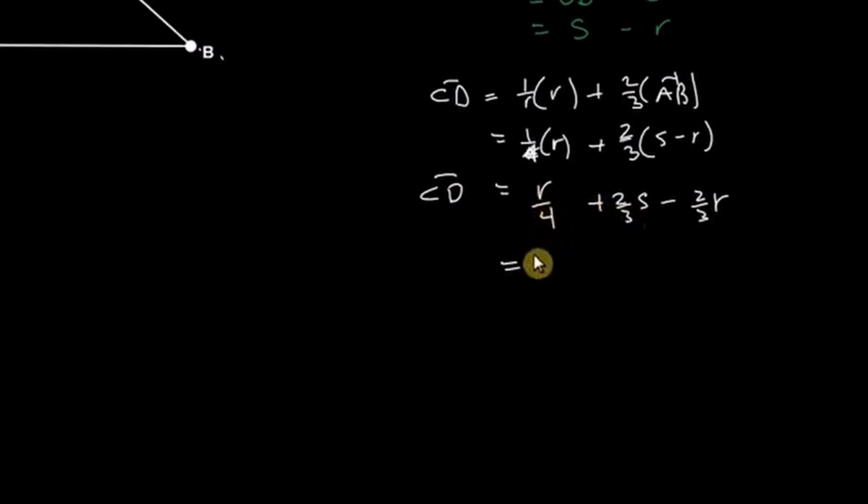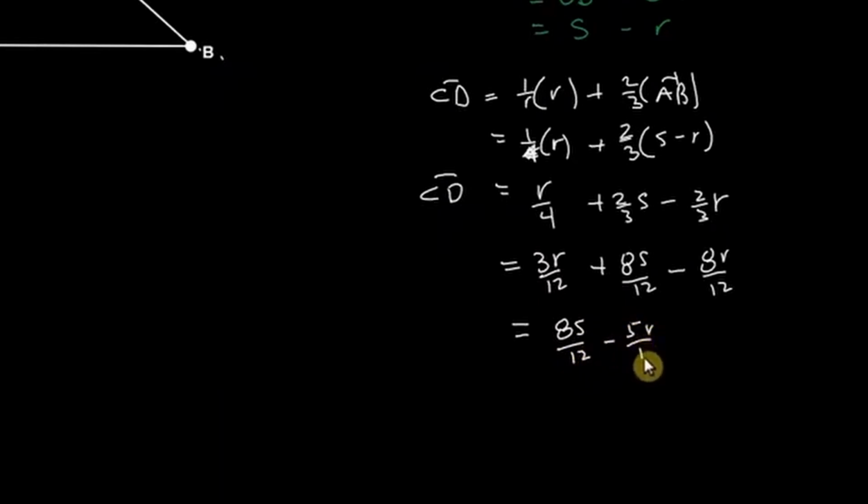So I would have 3R over 12 plus 8S over 12 minus 8R over 12. I can now subtract and add like terms. So I have negative 8R and positive 3R. So that becomes equal to 8S over 12 minus 5R over 12, which I can further simplify as 1 over 12 into 8S minus 5R. So that's our value for CD.